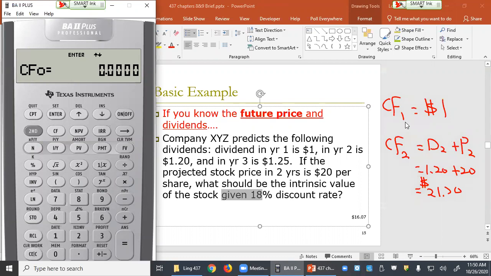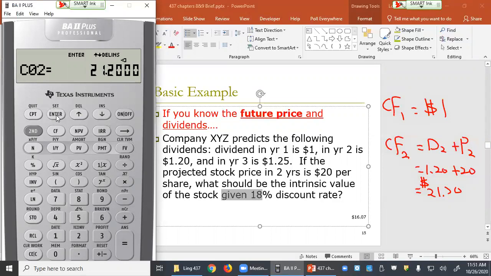So the first relevant cash flow is cash flow 1, right? So we're going to scroll down. We're going to skip cash flow 0 and go to cash flow 1. Cash flow 1 is $1. So down arrow twice. Now we enter cash flow 2. We already know that is $21.20. If you don't know that, you can add that here. So 1.2 plus 20, equals. So you can do that calculation here before you press the enter key.